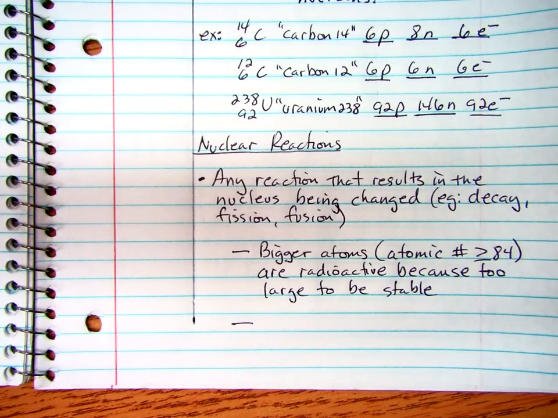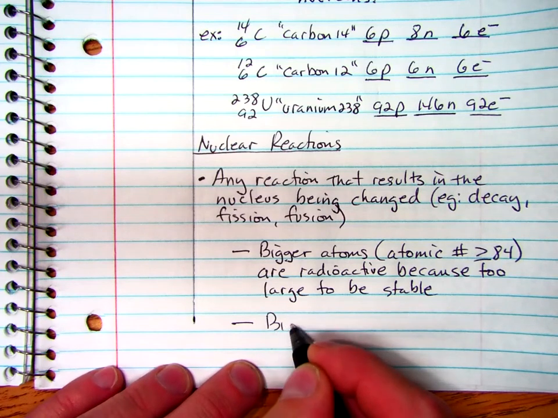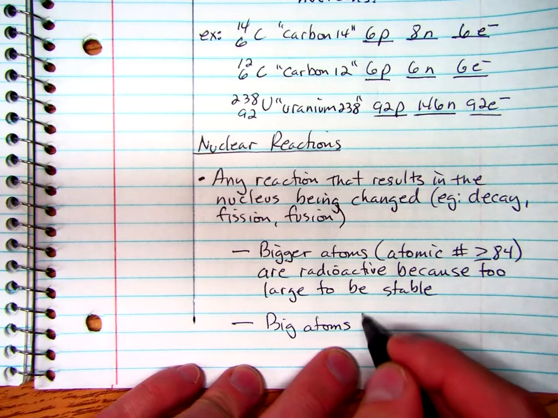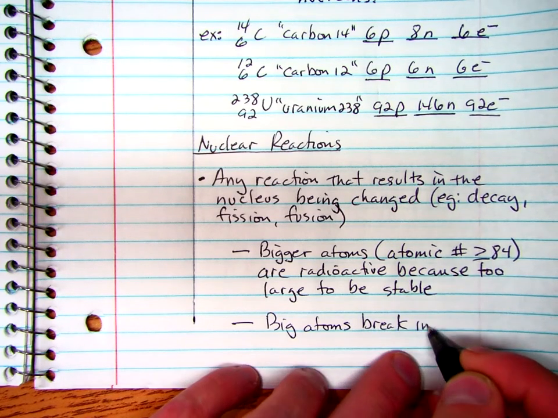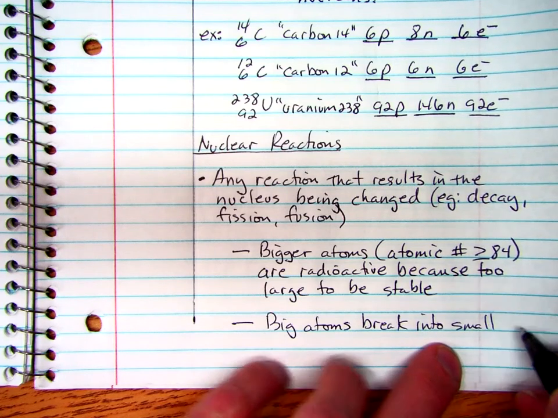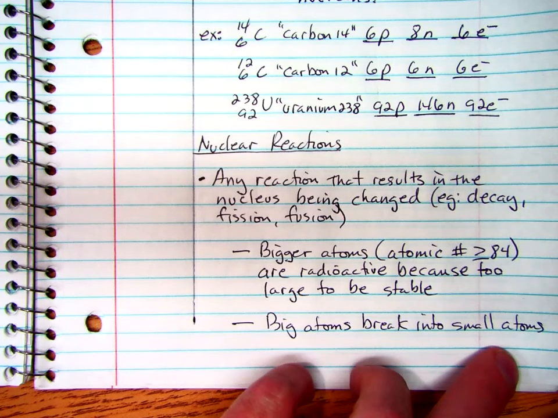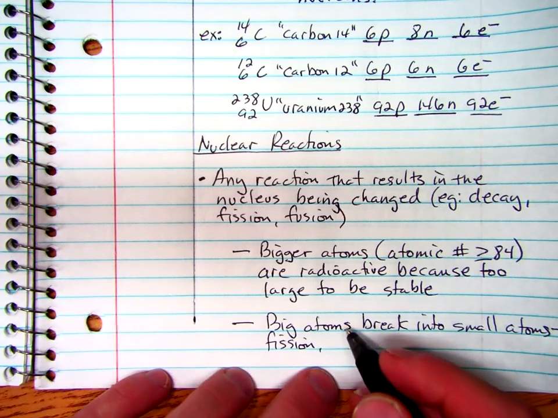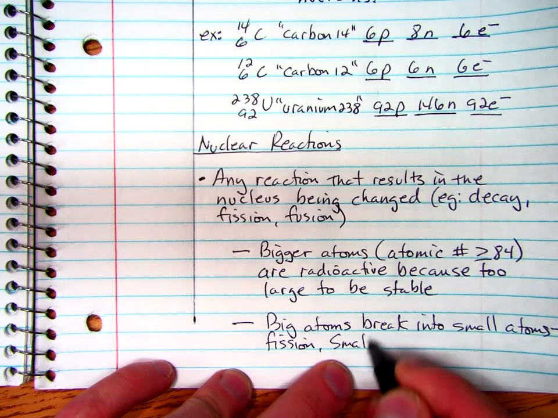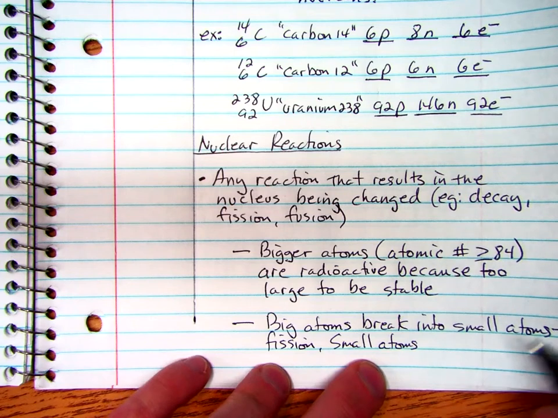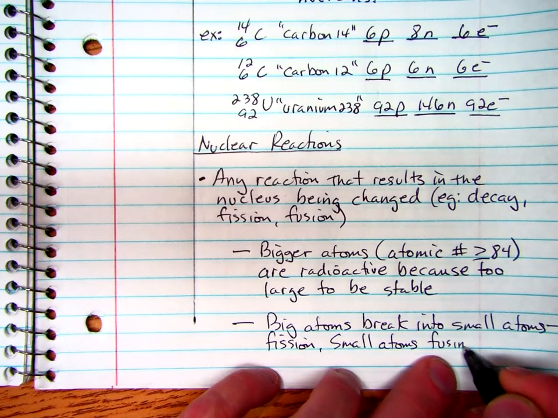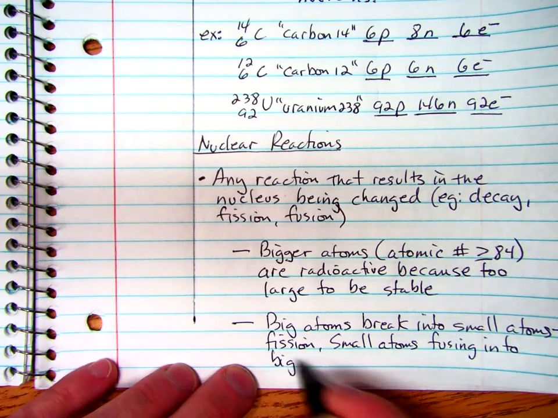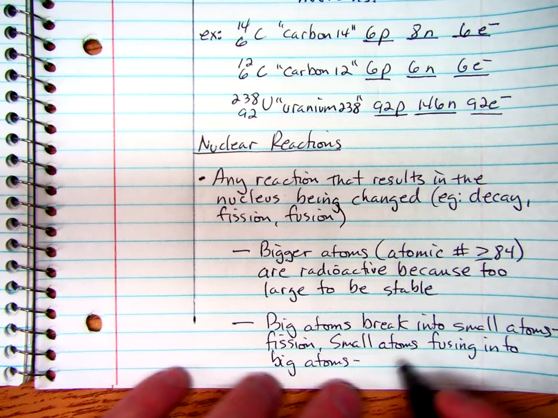Fission and fusion reactions. Big atoms break into small atoms. This is fission. And small atoms fusing into big atoms. This is fusion.